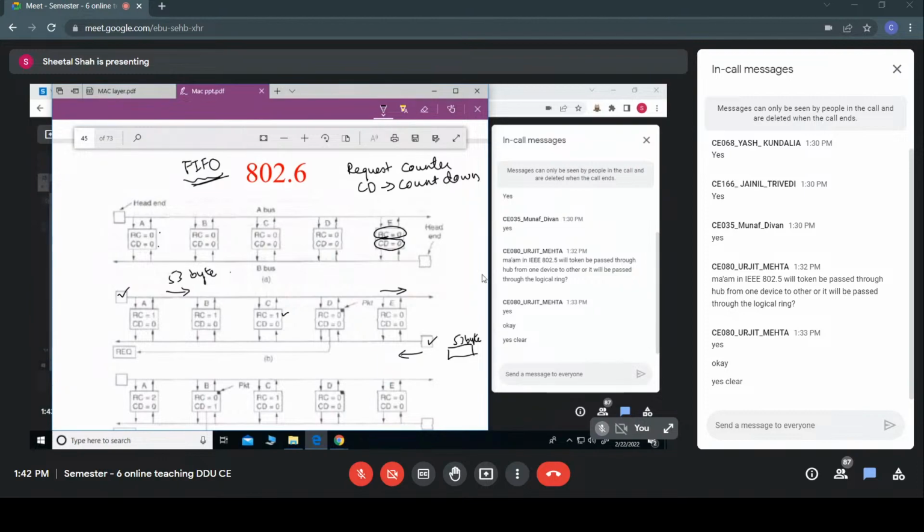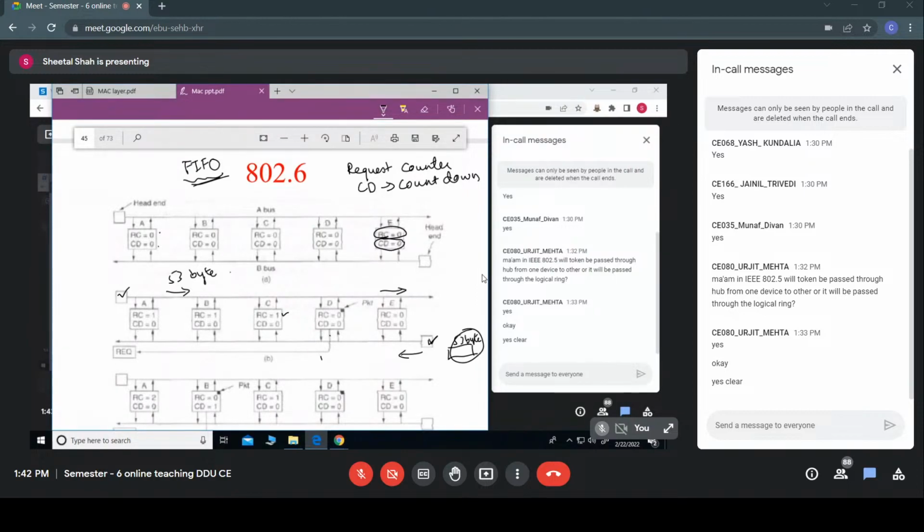D wants to send a frame. Okay, it has to send some data in this direction. Say suppose there is some station, say E. It wants to send some data to the station E, which is in this direction. So what it has to do, it has to use the opposite direction bus. In that, the 53 byte cell which is continuously transmitted by this head end, when it reaches here, the request bit of that particular cell should be set to 1.